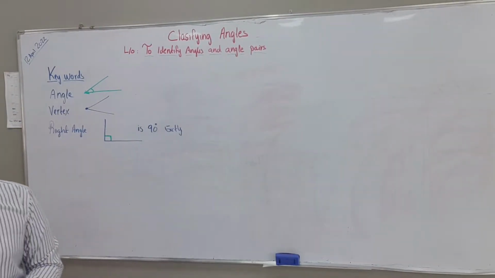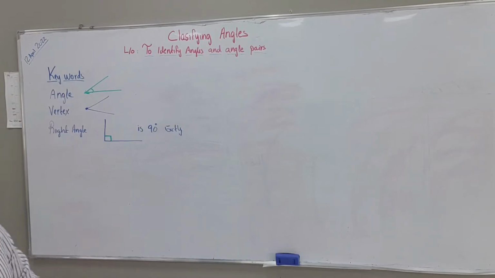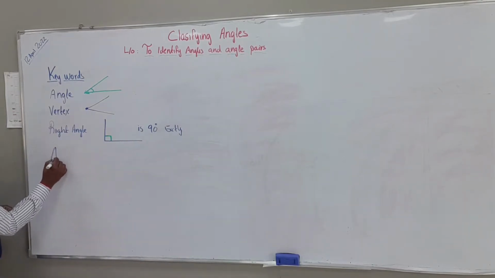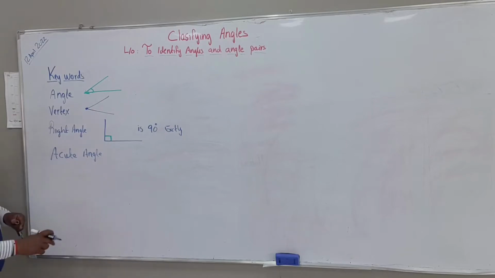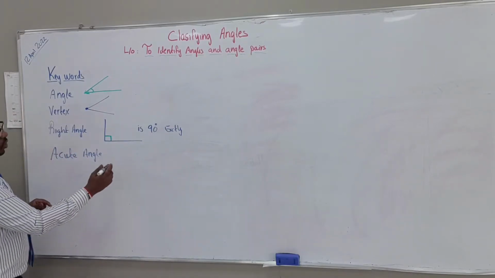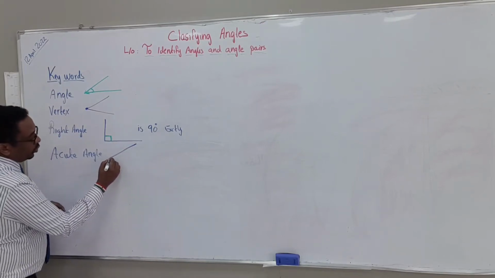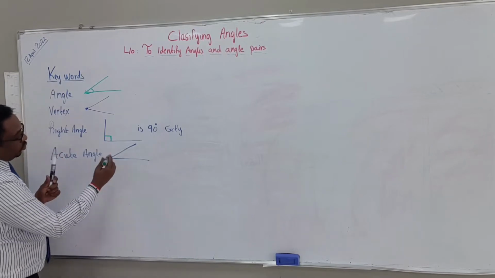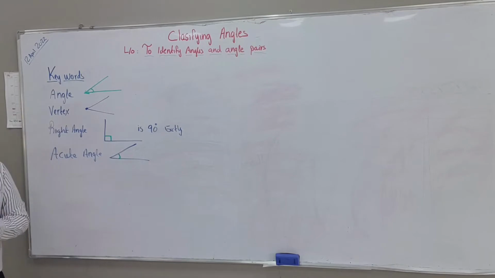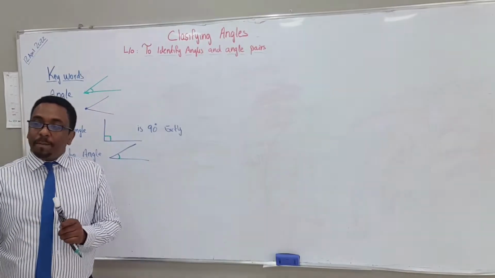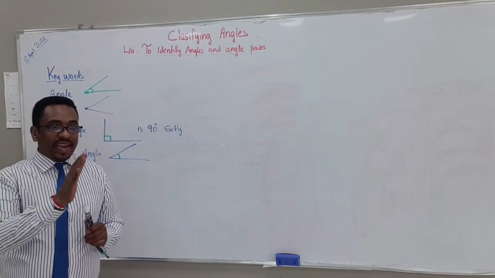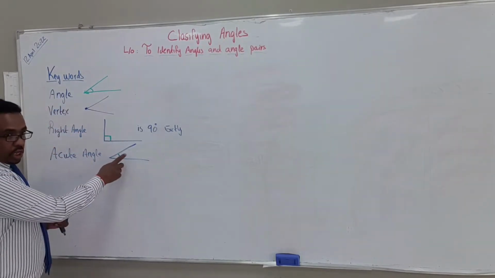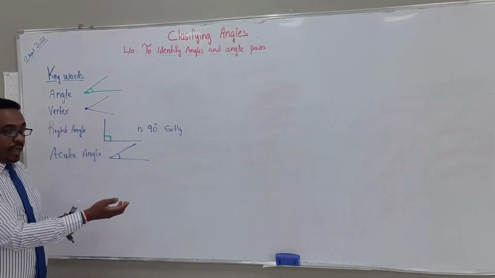Right. So the next keyword we need to know is acute angle. What is an acute angle? The word acute should remind you of sling. It's basically a sling angle. So we will draw it like this. So this is an acute angle. What is an acute angle? Acute angles are angles which are bigger than 0 but less than 90 degrees. So they are between 0 and 90. They are not 90, they are less than 90, but they are more than 0.